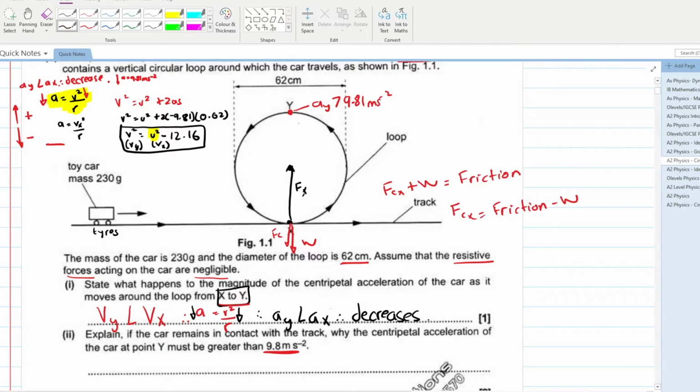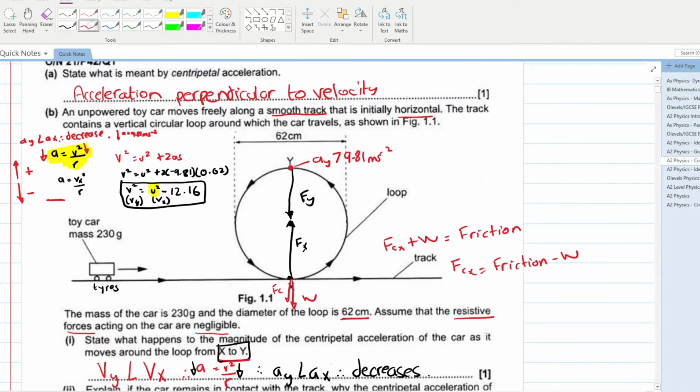Now let's do the same thing with y. On y, you can see there is a friction force acting towards the center like this. Friction at y. There will be a centripetal force acting away like this. This is the centripetal force at y. And there will be a weight as well that will be acting towards the center like this. So what will I say at point y? The centripetal force at point y is equal to the weight plus the frictional force towards the center.